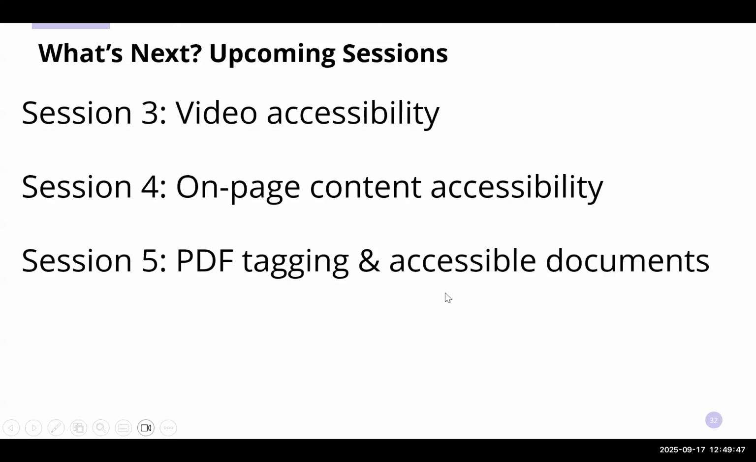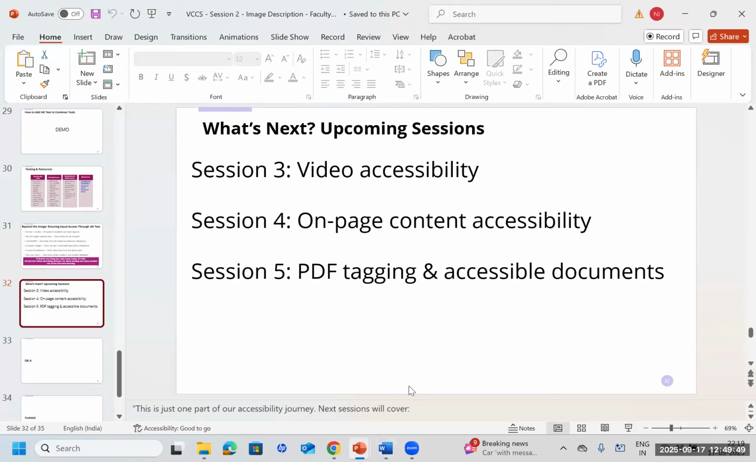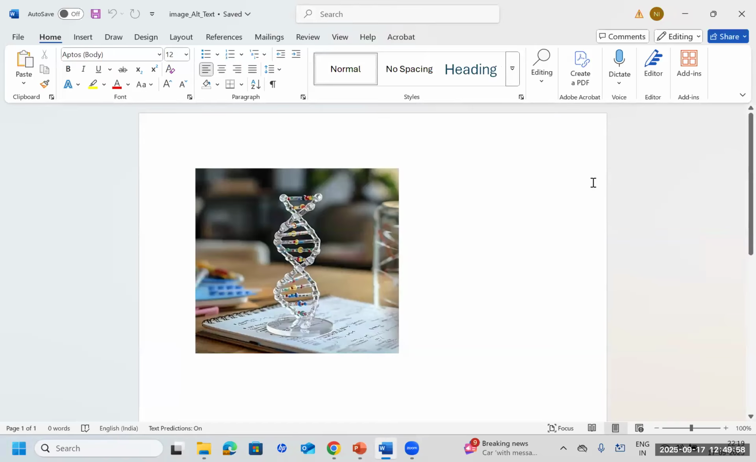Thanks, Survi. So I'm going to show how to add alt text into a Word document, PowerPoint, and Google Docs. So I'll start with Word. Here I have added an image. Depending on the version of Microsoft Office that you are using, the way you add alt text might differ. For example, here I'm using the latest Microsoft Office.